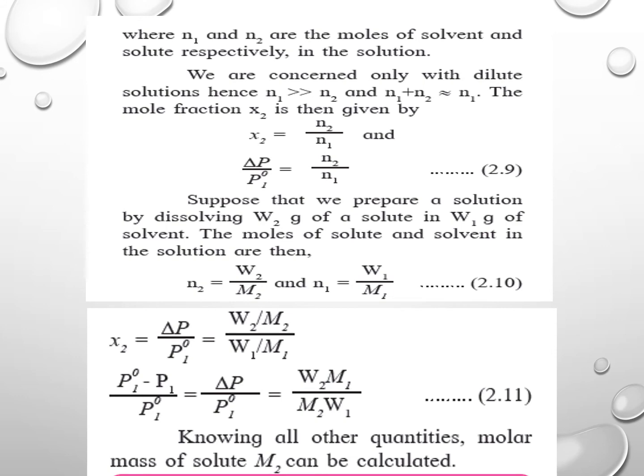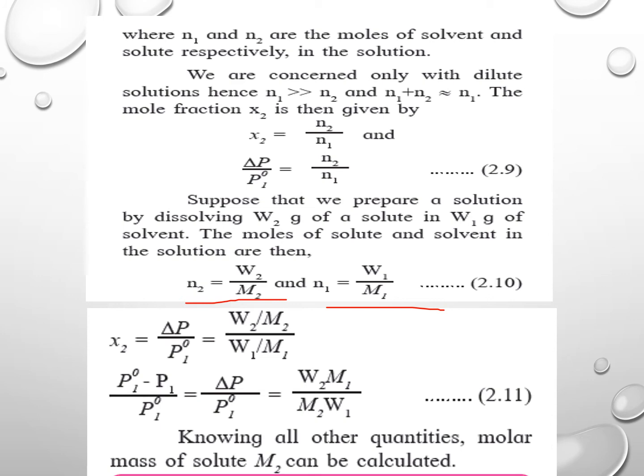Suppose that we prepare a solution by dissolving W2 grams of solute in W1 grams of solvent. The moles of solute and solvent in the solution can then be given as N2 for the moles of solute, while N1 is for the moles of solvent. So N2 is the weight of solute upon its molar mass, while N1 is the weight of solvent upon the molar mass of solvent. If you substitute this in the previous equation, you will get x2 is equal to W2 upon M2 upon W1 upon M1.